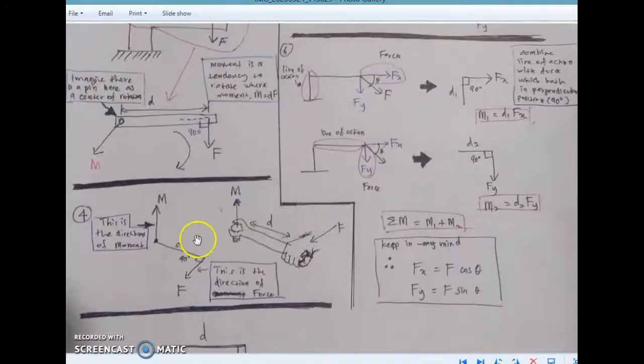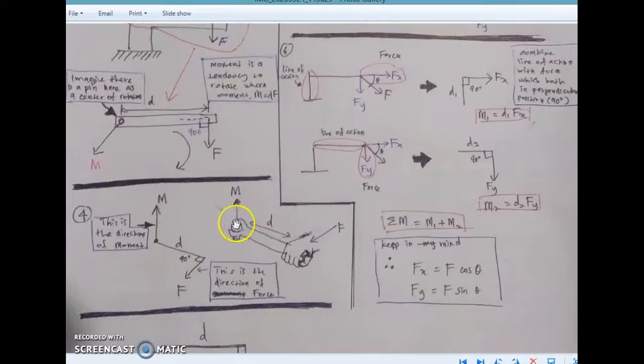So the moment is d multiplied by F. So this is the direction of force. How about the direction of moment? The direction of moment is going out from the rotation. This is the direction of the moment. Or you can use the right hand rule.